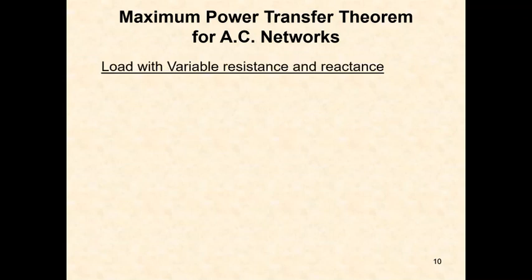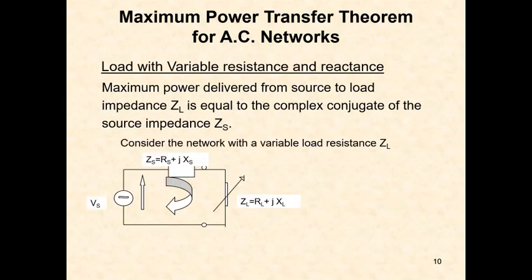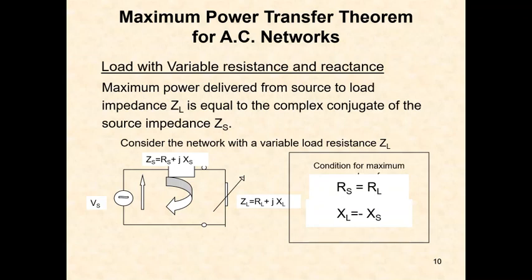When the load has variable resistance and reactance, in that case what will happen? Maximum power is delivered from source to load when the load impedance ZL is equal to the complex conjugate of the source impedance ZS. See here the figure, the source impedance is RS plus jXS, then the load impedance is RL plus jXL. Then the condition is RS equal to RL and XL equal to minus XS.